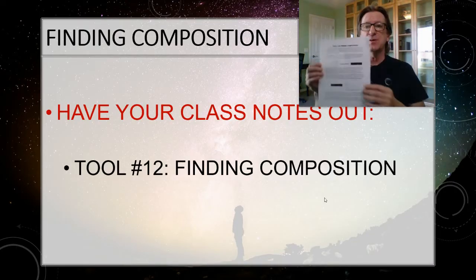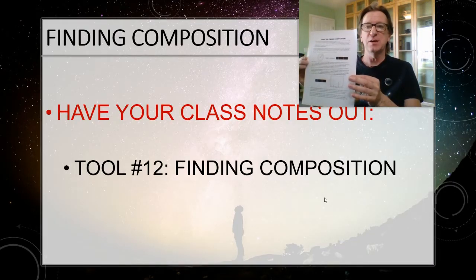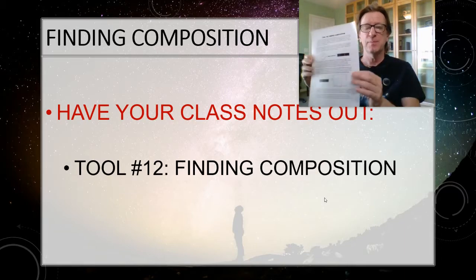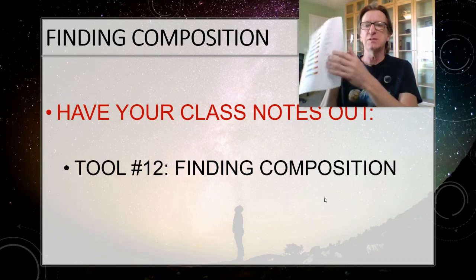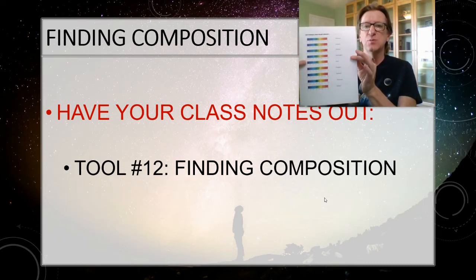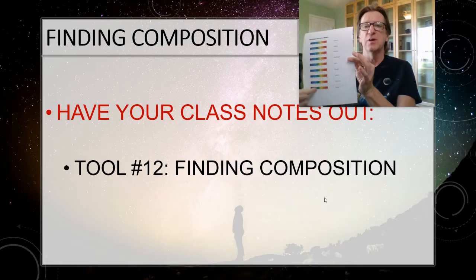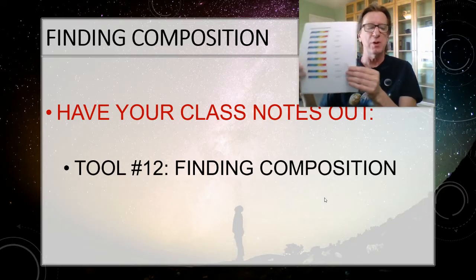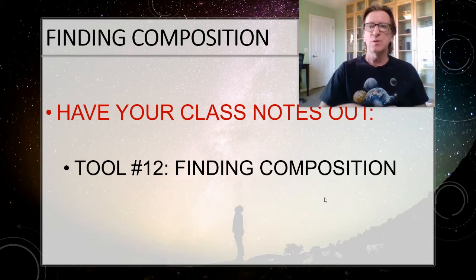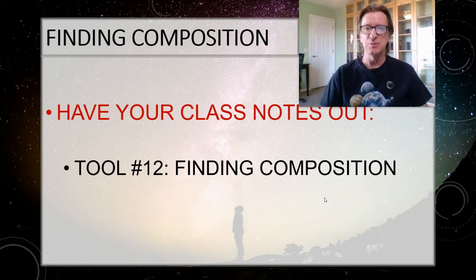So as always, have your class notes out. Tool 12, finding composition, looks like this. It would also be a good idea to have your practice out, because on the back side of the practice sheet is a reference library of spectra. This is what you're going to be using for identifying substances. So you're going to want to have this out, and then you're going to be using it throughout the semester. So you're always going to keep this handy whenever we're working with this. So go ahead and pause the video, go ahead and get both of those out so that you're ready to go.